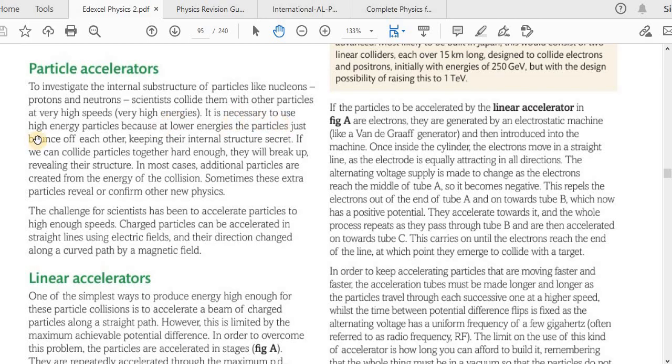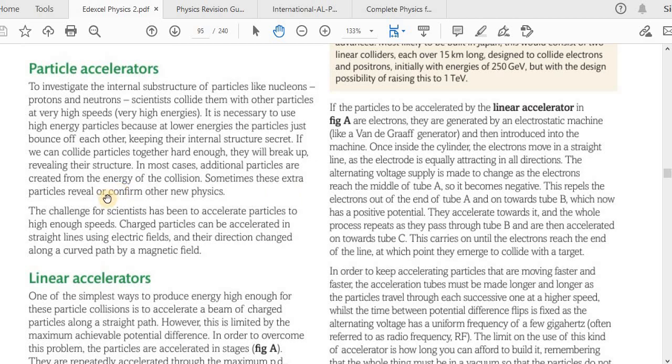It is necessary to use high energy particles because at low energies the particles just bounce off each other, keeping their internal structure secret. If we can collide particles together hard enough, they will break up. So this can break the nucleus of the atom when you send particles at high energy, so that they won't just bounce off. They break up, revealing their structure. In most cases, additional particles are created from the energy of the collision.